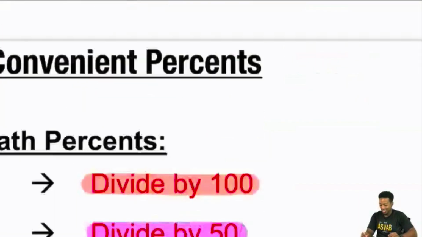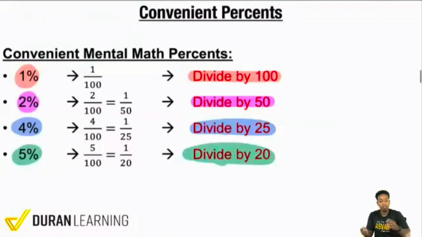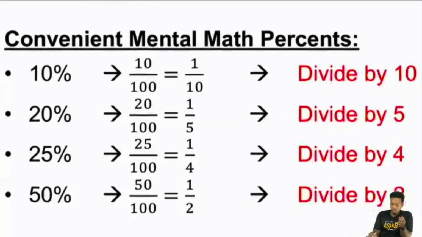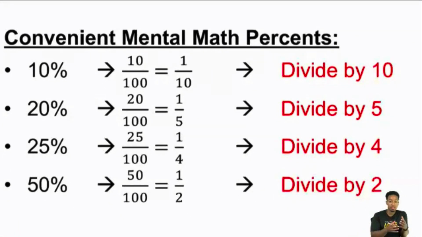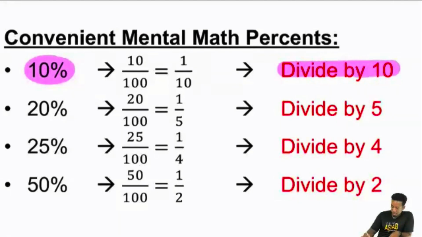So we're going back here. Now I'm going to show you the next one here. So these are convenient percents, but now I'm going to show you the other ones. So these are more convenient ones with, again, mental math. Like we said, 10%, 100 divided by 10 is 10. So 10% is the same as dividing by 10. Same thing when you think about 20%, well, 100 divided by 20 is 5. That fits in there 5 times. So that means you're dividing by 5. 20% is a fifth of 100.